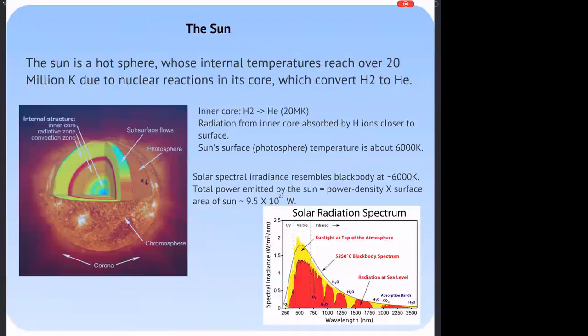Okay, so the details of the sun itself are also important. The sun is a hot sphere, as we know, whose internal temperatures reach over 20 million Kelvin.